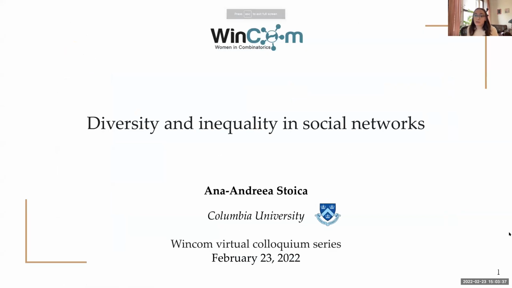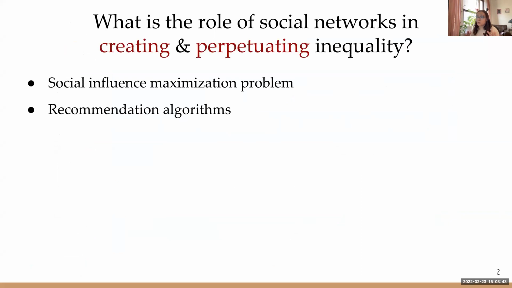Great. So a lot of my work focuses on thinking about diversity and inequality on social networks, and what is the role of social networks in creating inequality between different groups, particularly when you have different algorithms that are giving resources to people or information and so on. Two of the applications that I've been looking at that I'd love to talk to you about today are related to the social influence maximization problem and to recommendation algorithms.